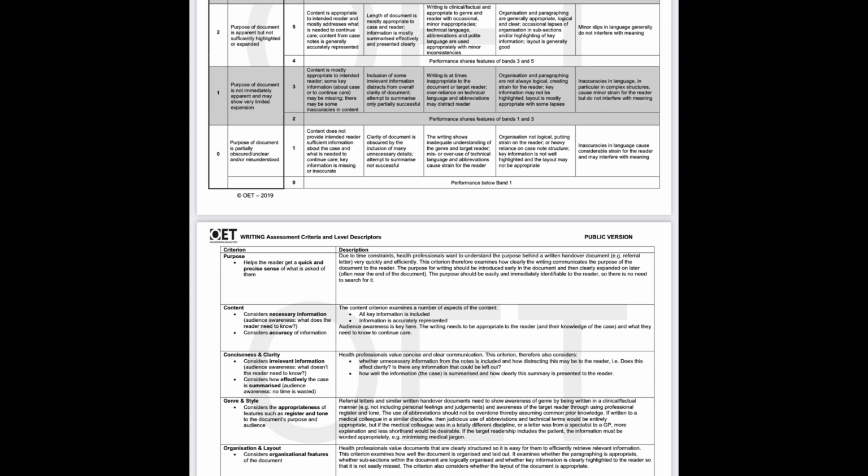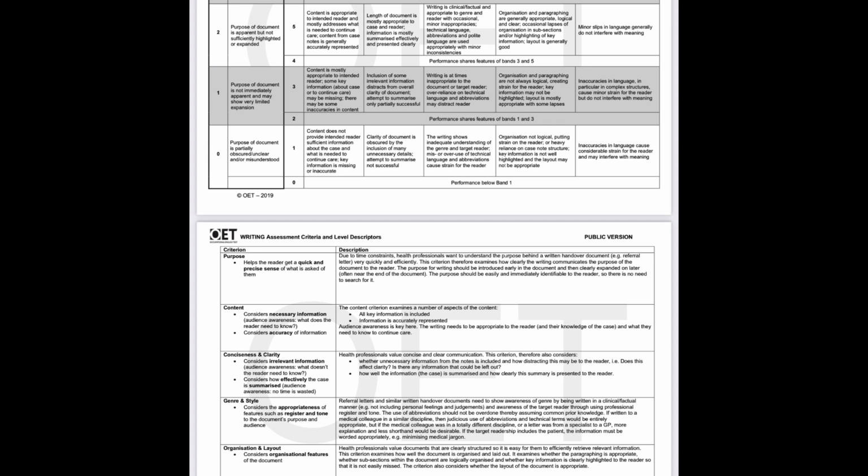Genre and style considers the appropriateness of features such as register and tone to the document's purpose and audience. Referral letters and similar written handover documents need to show awareness of genre by being written in a clinical or factual manner, for example, not including personal feelings and judgments, and awareness of the target reader through using professional register and tone. The use of abbreviations should not be overdone, thereby assuming common prior knowledge.